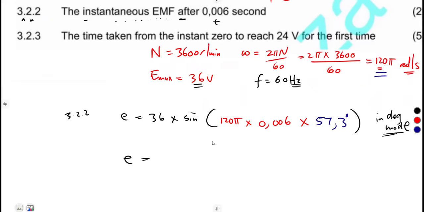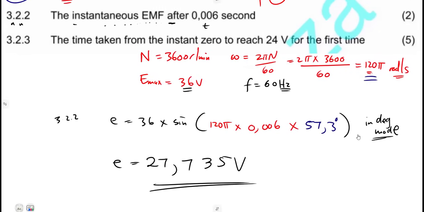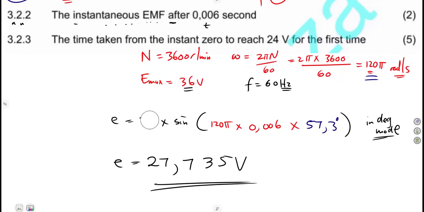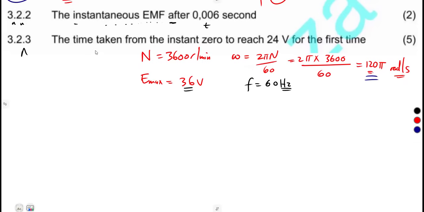There is no effect. That value that you're going to get is your value of E, which is 27.735 volts, all right? So that is what you're going to have at the end. Okay, so that was it on 3.2. Use your calculator in degrees as it is. Then the maximum time from the instant 0 to reach this voltage.